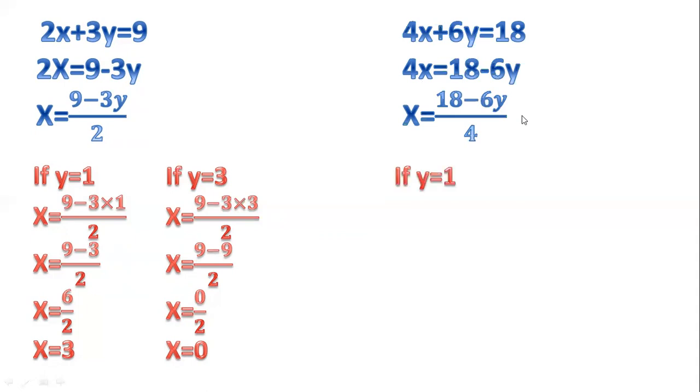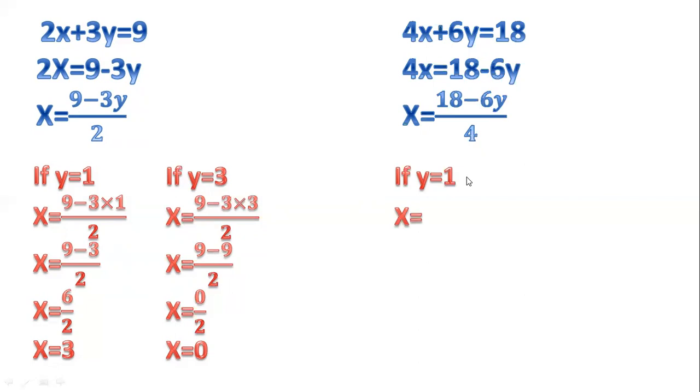So if I put y is equal to 0, this becomes 0. So 18 is not divisible by 4. If I put 1, 6 into 1, 6, 18 minus 6 is 12. So it is divisible by 4.